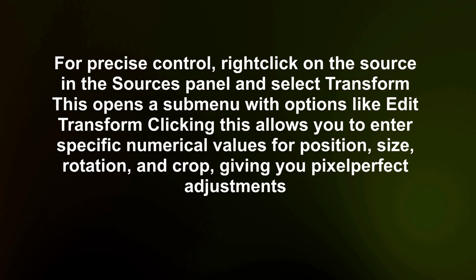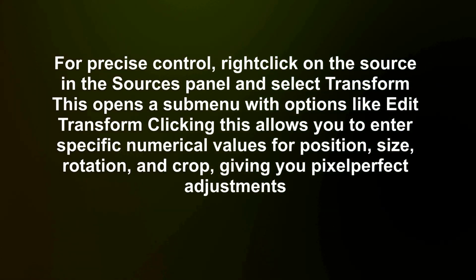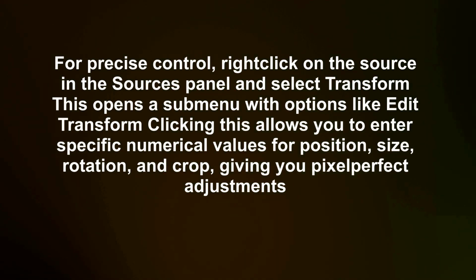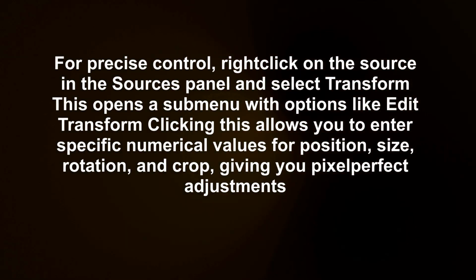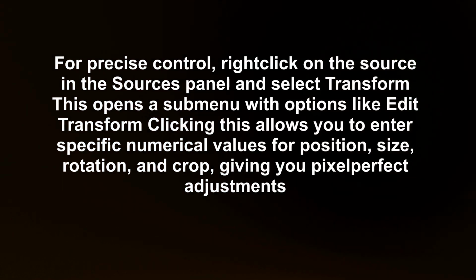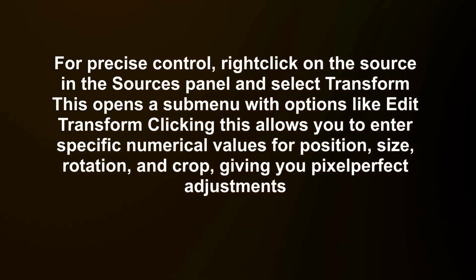For precise control, right-click on the source in the Sources panel and select Transform. This opens a submenu with options like Edit Transform. Clicking this allows you to enter specific numerical values for position, size, rotation, and crop, giving you pixel-perfect adjustments.